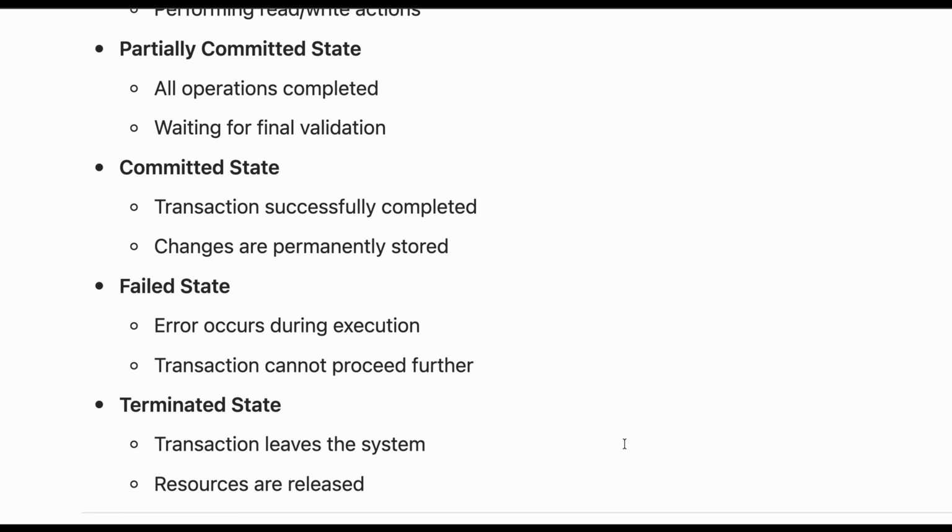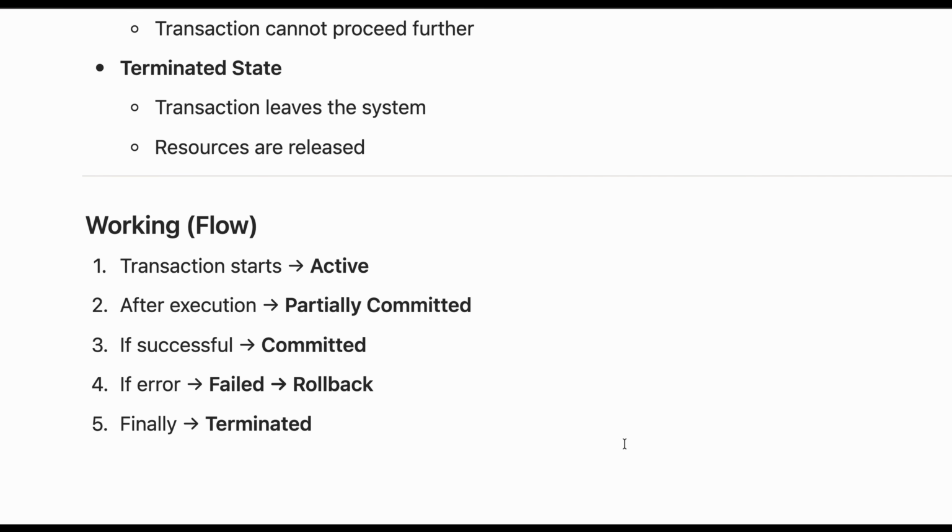Now let us understand the flow. The transaction starts in active state, then moves to partially committed. If successful, it goes to committed. If an error occurs, it goes to failed, then rollback happens. Finally, it reaches the terminated state.